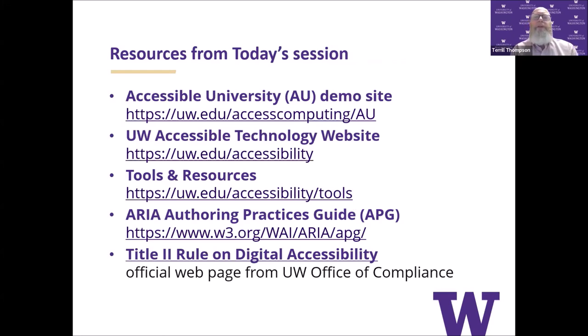First of all, the Accessible University demo site itself is linked from the Access Computing website. So you can get there through uw.edu/accesscomputing/AU, the initials of Accessible University. There's our own site, the Accessible Technology website, which is our hub for all sorts of things related to digital accessibility. Lots of information there about web accessibility and an IT accessibility checklist, which can be very helpful in stepping through the WCAG, but paraphrased in a way that is maybe a little bit easier to understand than a technical standard.